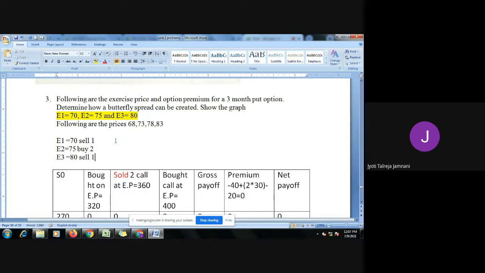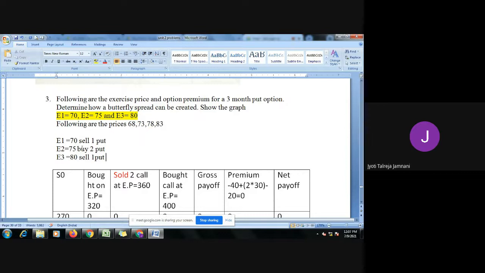What we are buying and selling? We are buying and selling put options. So we sell one put option at E1, buy two put options at E2, and sell one at E3. Okay, you can do the other strategy also at the center. You can sell two and buy one above and buy one below. I have done this strategy and done the graph, so I'm using this.